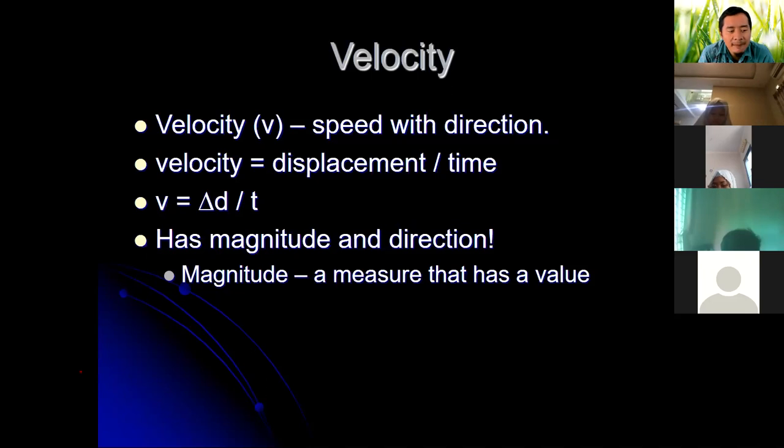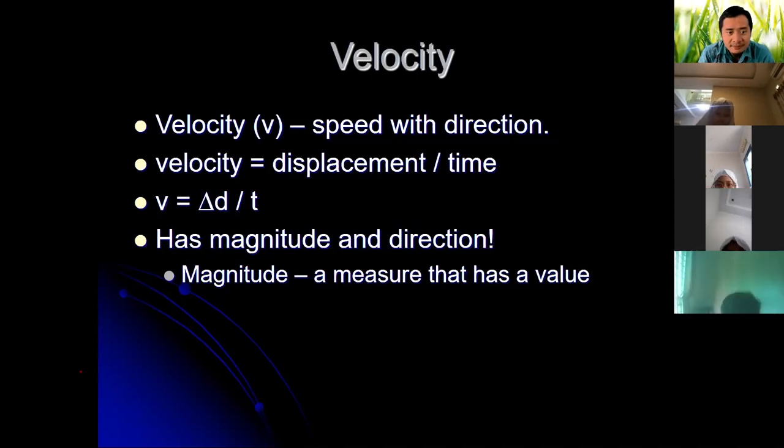Mbak Hafiza, are you with me? Yes. Read this text.